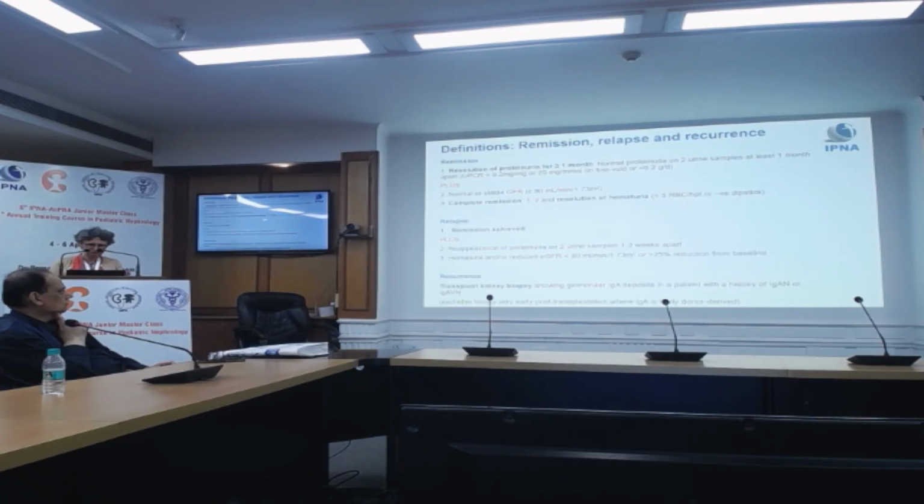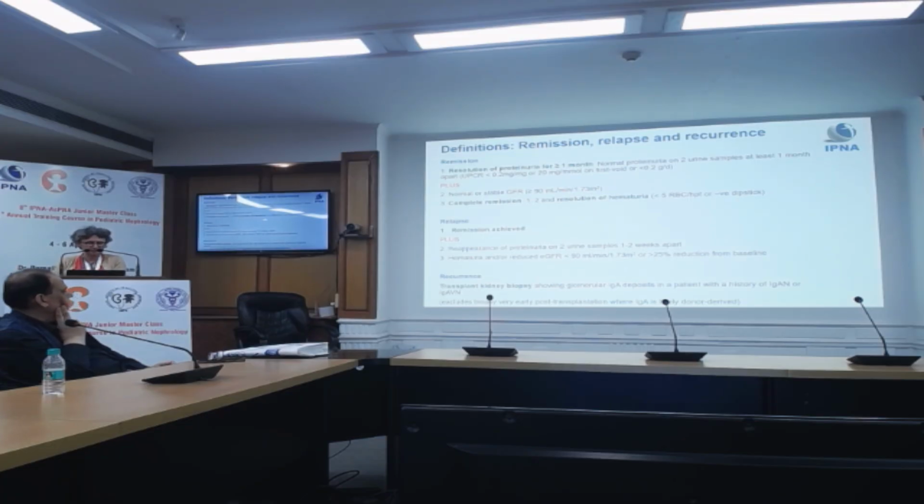Okay, so this was important. This drove our definitions. We decided to be ambitious in the definitions, and we defined remission as resolution of proteinuria for at least 1 month. By resolution, we mean UPCR below 0.2 milligrams over milligrams or 20 milligrams over millimole, and I think this will be now clear why. Plus, they have to have normal or stable GFR above 90 whenever possible.